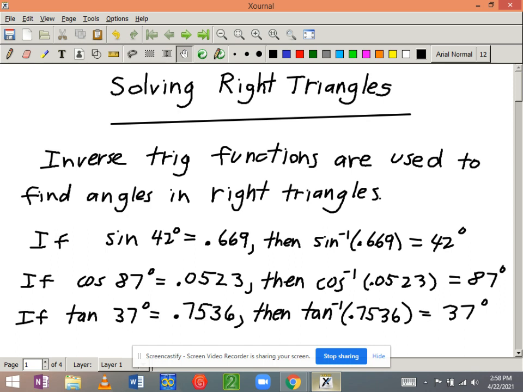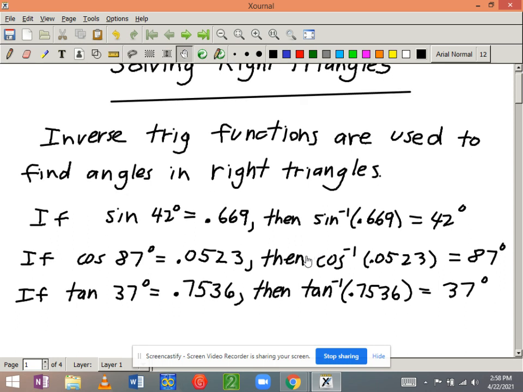So, inverse trig functions, look at the text here. Inverse trig functions are used to find angles in right triangles. Notice how it's the exact reverse of what you do when you find the sine, cosine, or tangent of an angle. If we know the sine of 42 degrees is 0.669, then the inverse sine of 0.669 takes you back to 42 degrees. This little -1 looks like an exponent. It's actually not an exponent.